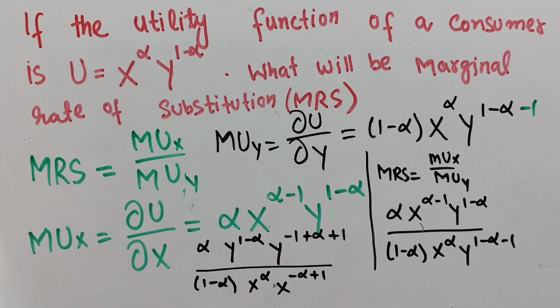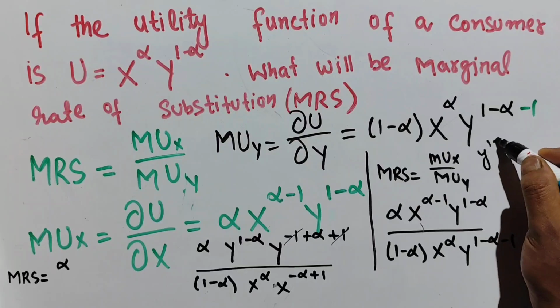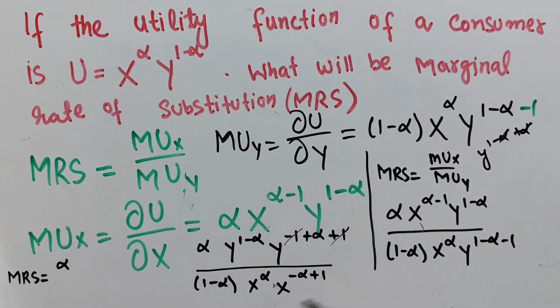Okay, solving further, you can see, if I write it here, I don't have the space, MRS will be equal to, so we have alpha here, bases are same, we can add up the exponents. First this gets cancelled, then we have in fact y raised power 1 minus alpha plus alpha. Okay, alpha gets cancelled, we are only left with y in the numerator.